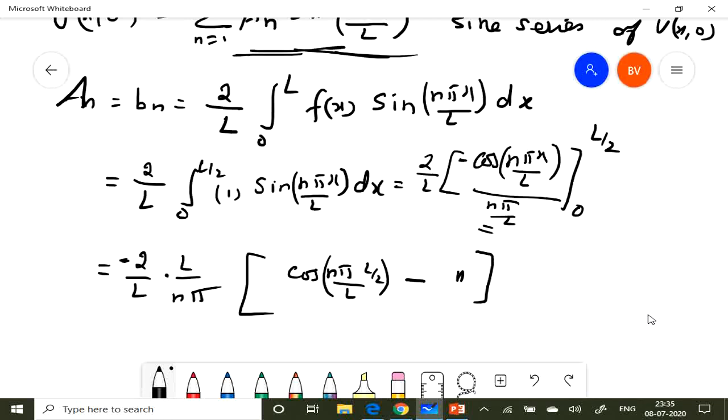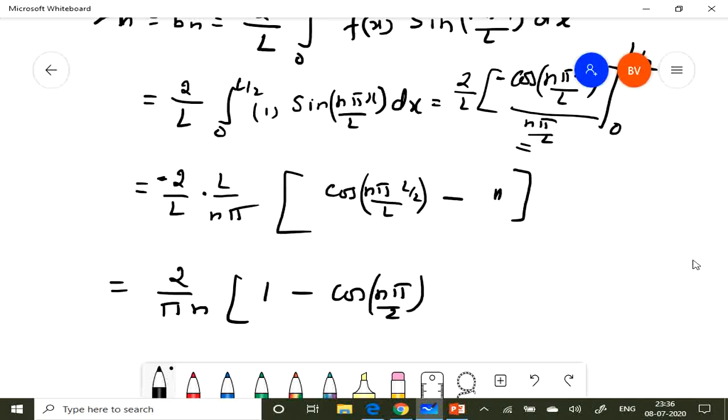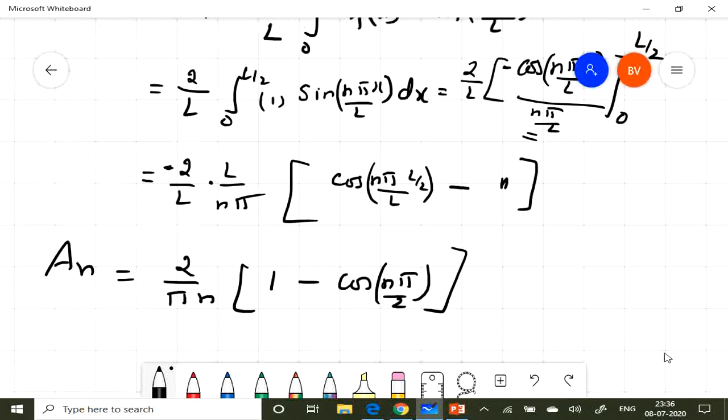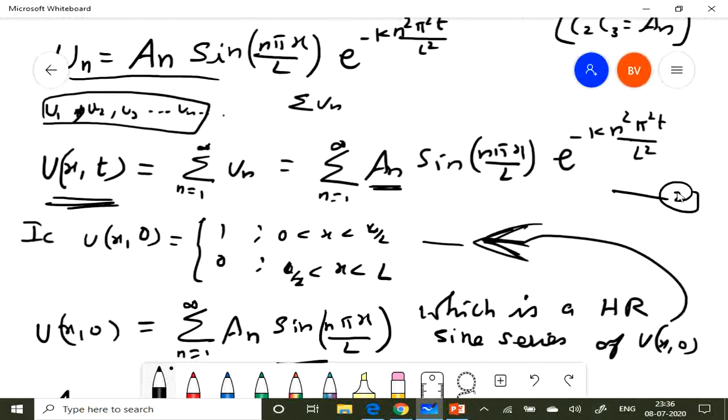So here what we get further is 2 over n pi, and the minus is multiplied inside: 1 minus cosine n pi over 2. This L and L will be cancelled. It will be n pi over 2. This is our constant an in the given problem. So we are going to use the value of an in this equation number 2. Therefore we are done. Therefore the final answer I am writing here.